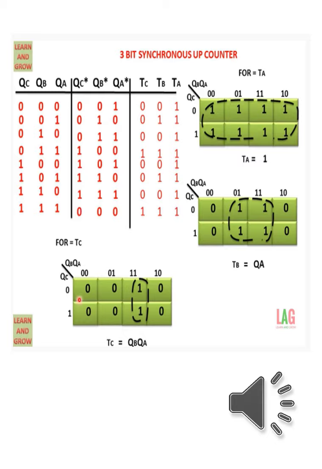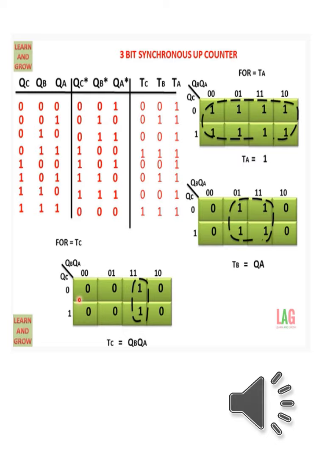7. So we are saying present state is 0, next state is 1. Present state is 1, next state is 2. Then present state is 2, next state is 3. So 2 to 3, 3 to 4, 4 to 5, 5 to 6, 6 to 7, again 7 to 0. Okay. Now how do we write the TC, TB, TA values?